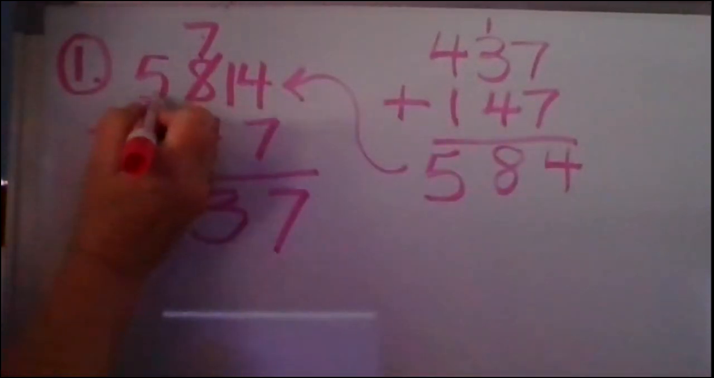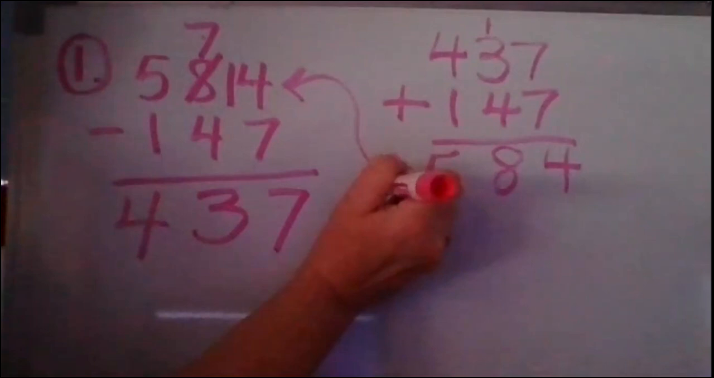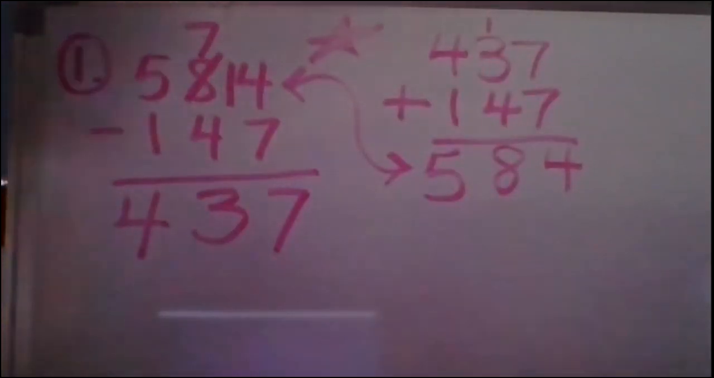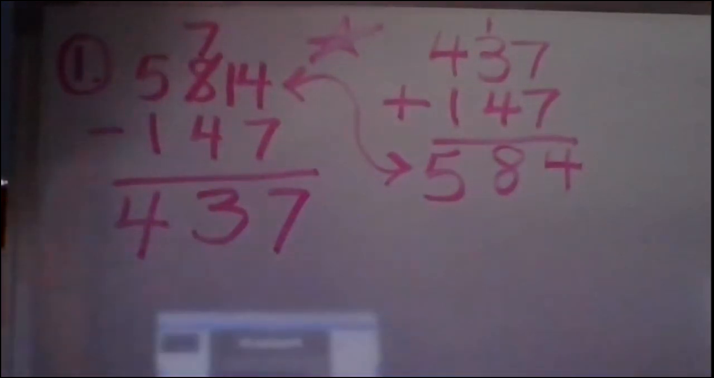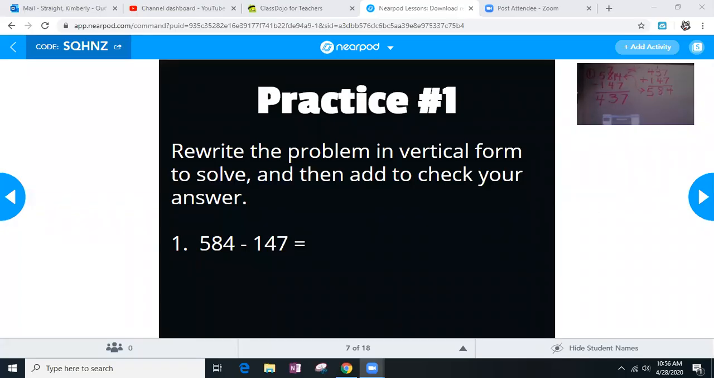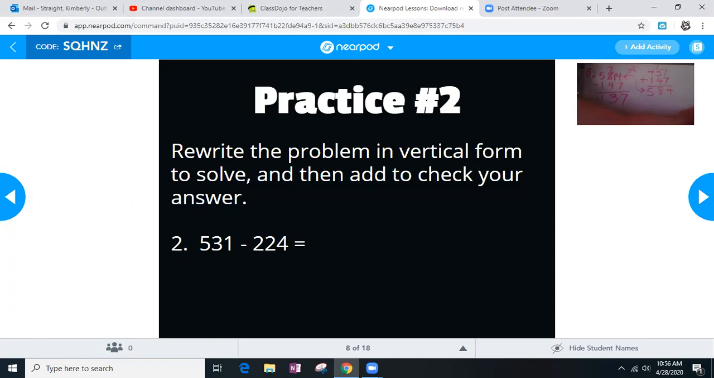Do we have the same answer? 584? Yes, we do. Very good. That is correct. You are now going to get your paper ready to move on to question 2. So I need for you to write down on your paper in vertical form 531 take away 224 and go ahead and get started. This problem we are going to have you start first and then I will go over it with you.